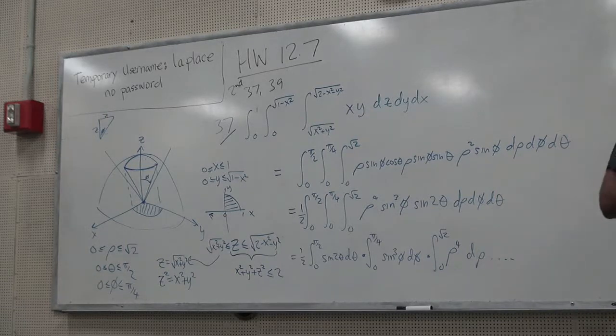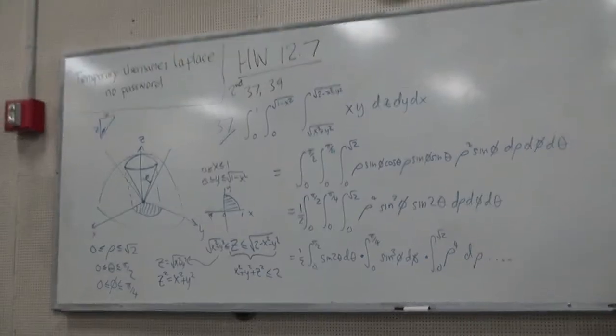Okay, how about this one? It's a mess. We know it's a circle in the xy plane with some radius. The sphere has a radius of 2. Theta goes from 0 to 2 pi. That's your region. And then that's what we were just arguing about.